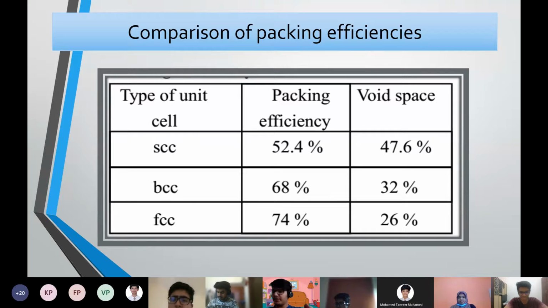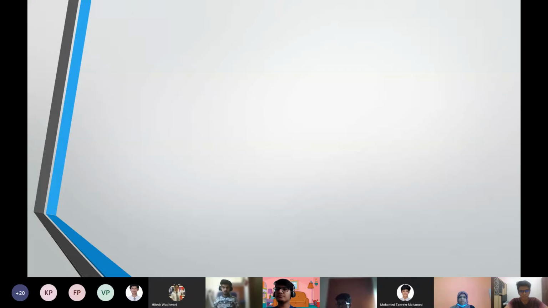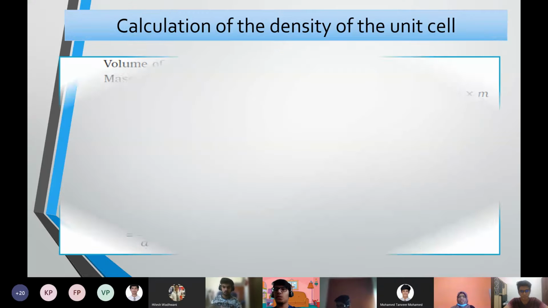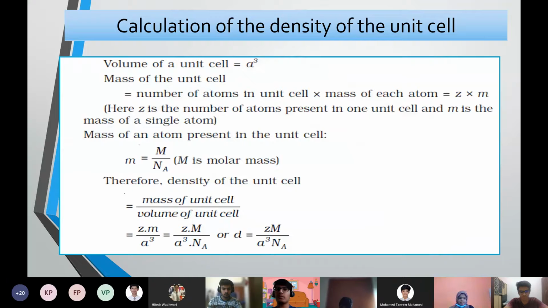Then we did calculation of the density of unit cell, and some numericals on that. So that was the basic things what we discussed yesterday. Packing efficiency in simple cubic is coming as 52.4%. BCC is 68 and FCC is 74. And we also discussed the equation to calculate the density of the cell. And I guess we did one numerical based on that, right?